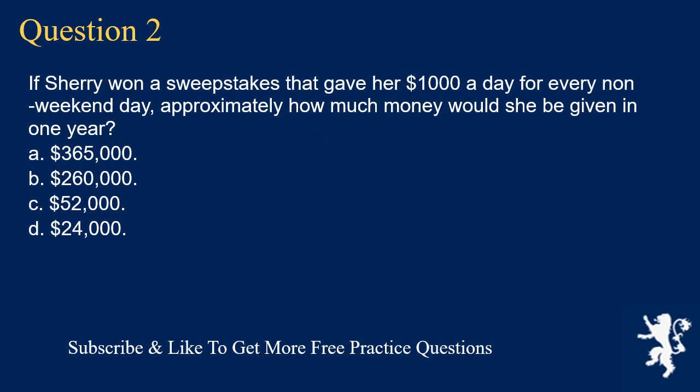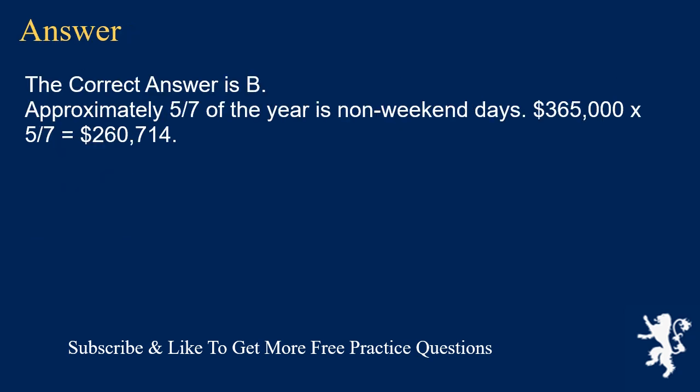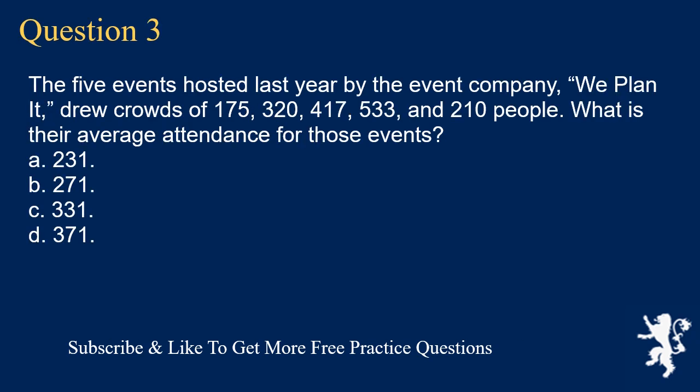Question 2. If Sherry won a sweepstakes that gave her $1,000 a day for every non-weekend day, approximately how much money would she be given in 1 year? A. $365,000. B. $260,000. C. $52,000. D. $24,000. The correct answer is B. Approximately 5/7 of the year is non-weekend days. $365,000 x 5/7 equals $260,714.